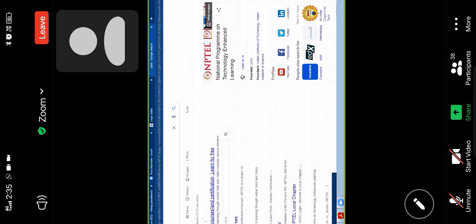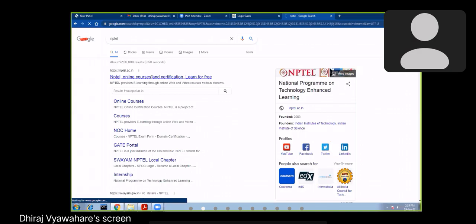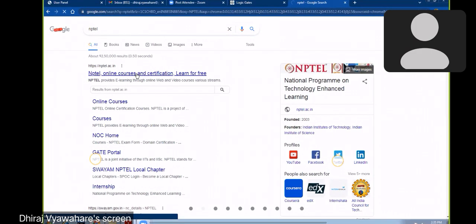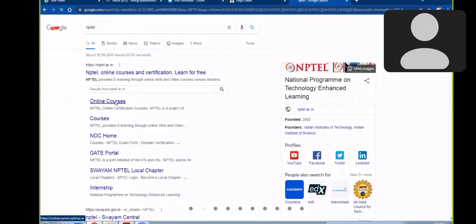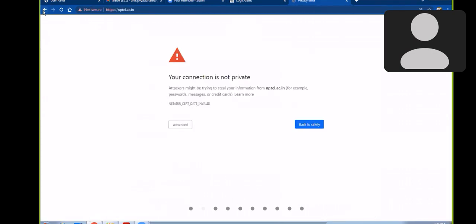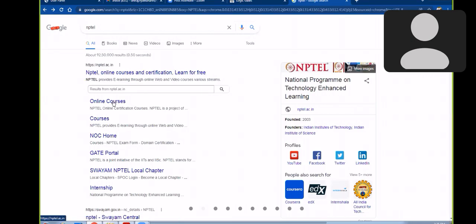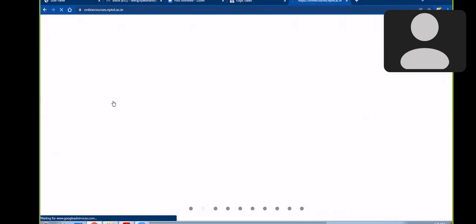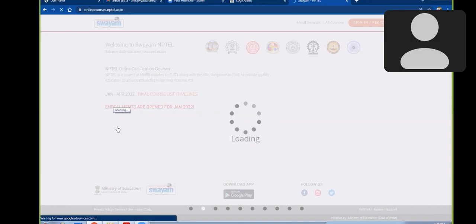National Program on Technology Enhanced Learning, that is the NPTEL. There are a number of online courses of SWAYAM NPTEL local chapter. Our college is also having an NPTEL SWAYAM local chapter. That will be activated soon. But before that, you have to register for different courses under this. You have to enroll for that.